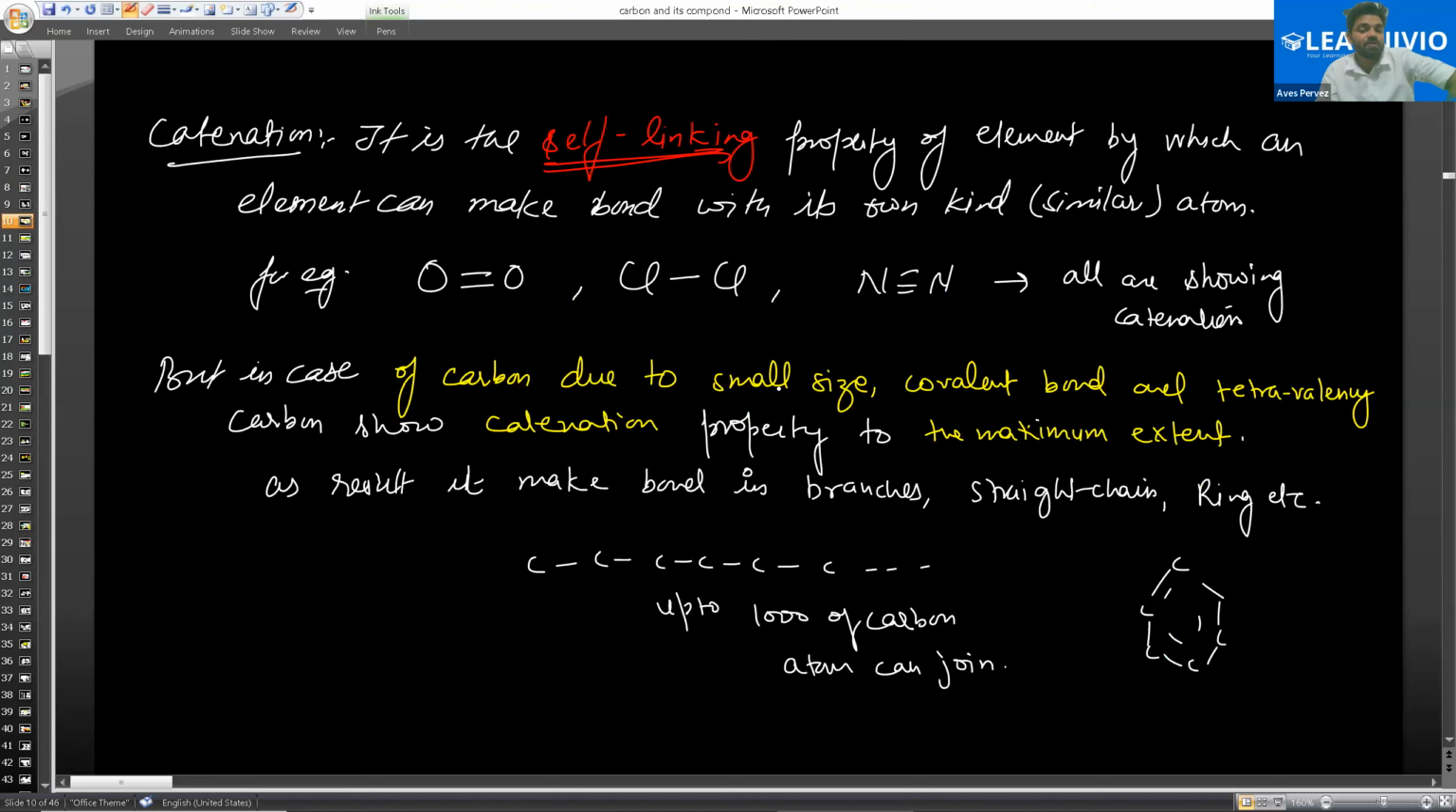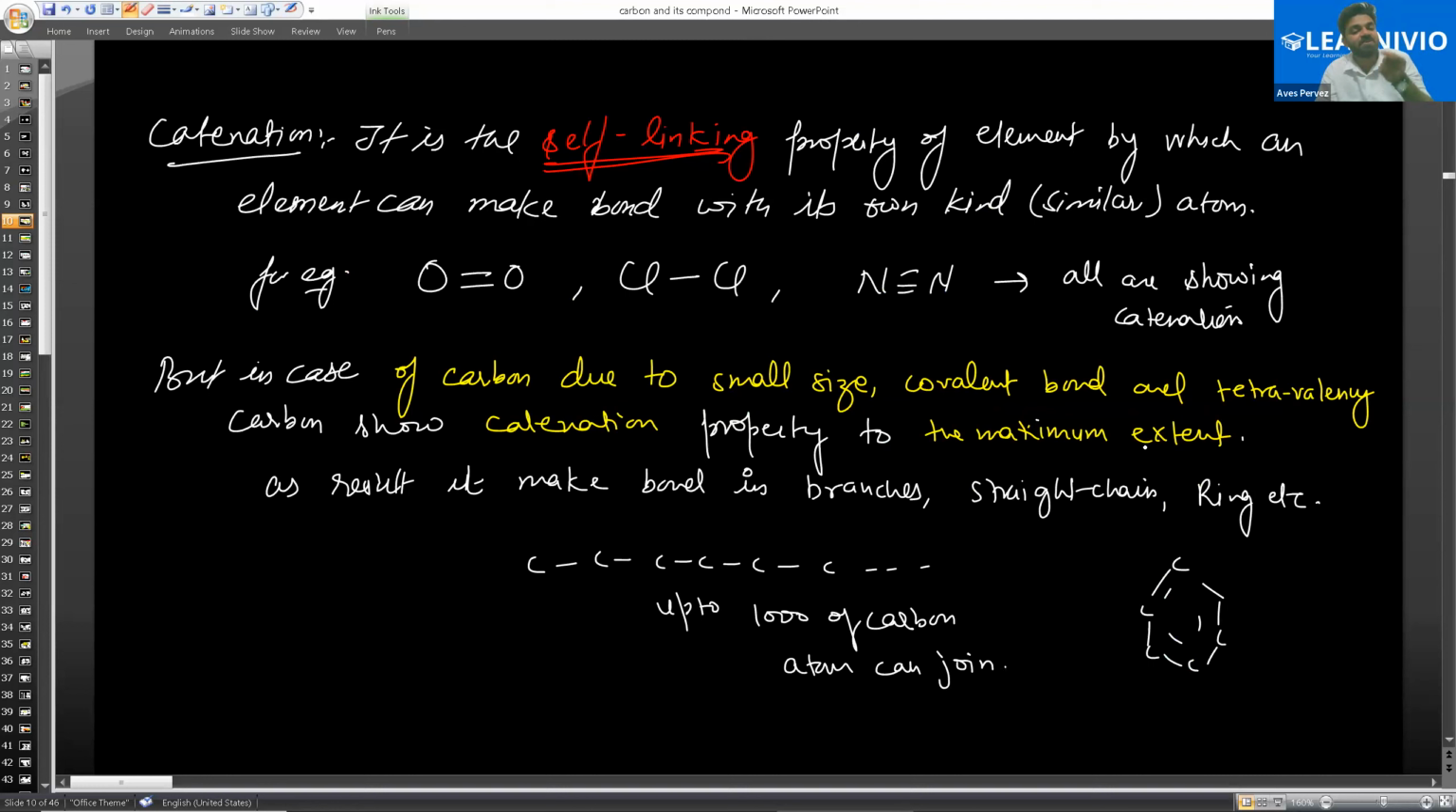But due to small size, covalent bond and tetravalency, carbon shows this catenation property to the maximum extent. As a result, carbon can make bonds in branches, straight chains and rings. Okay, understood? So this is the reason that carbon is so versatile in nature, because the previous three reasons are responsible for the versatile nature of carbon.